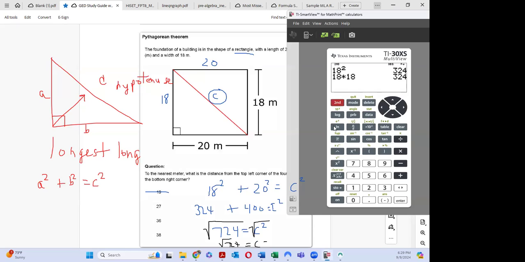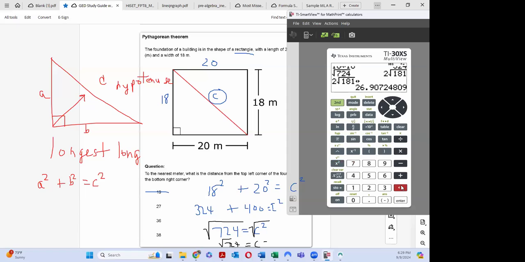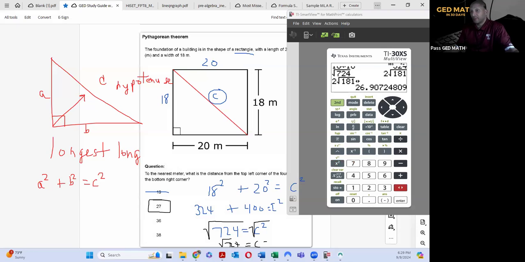So we do second, 724, press enter. Now it gives us another radical. We just hit those double arrows, and it's going to give us our decimal. So 26.9, our answer is 27. Now, that's how you do it algebraically.